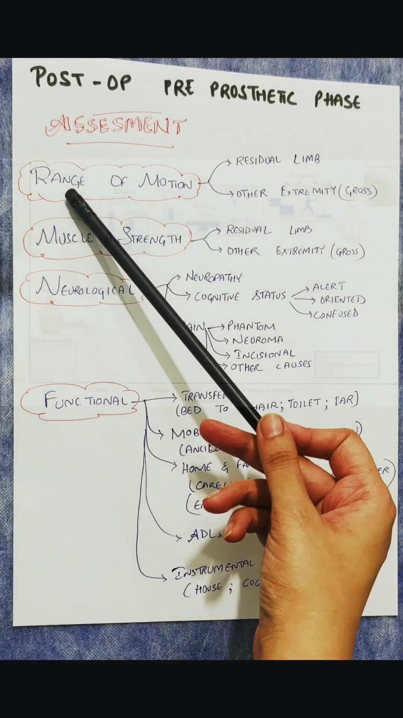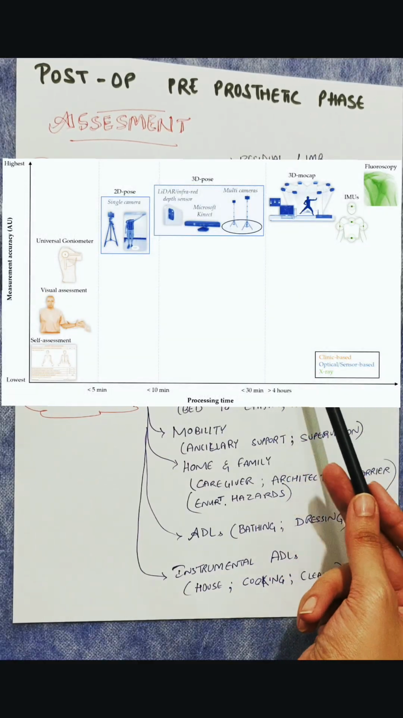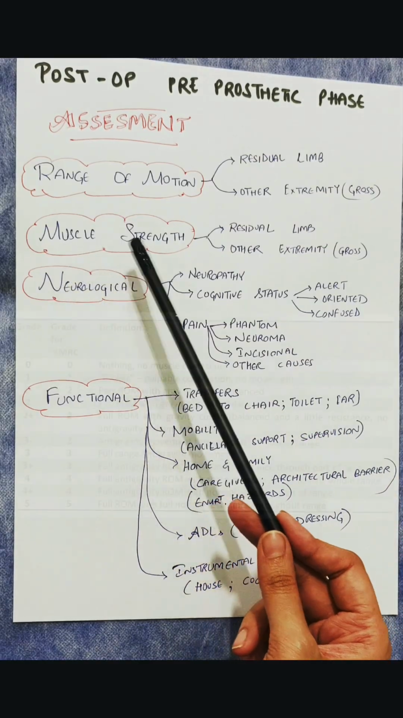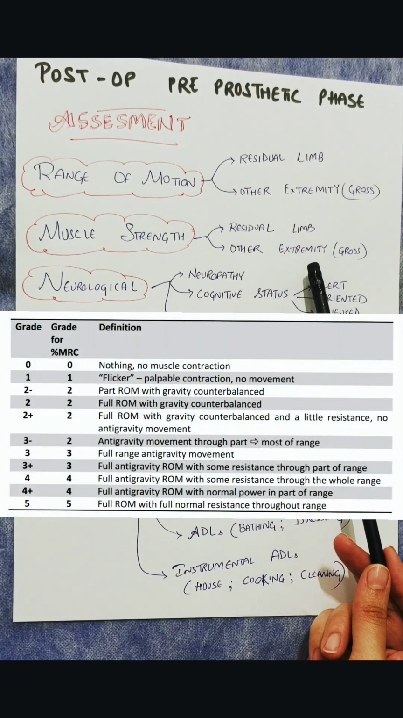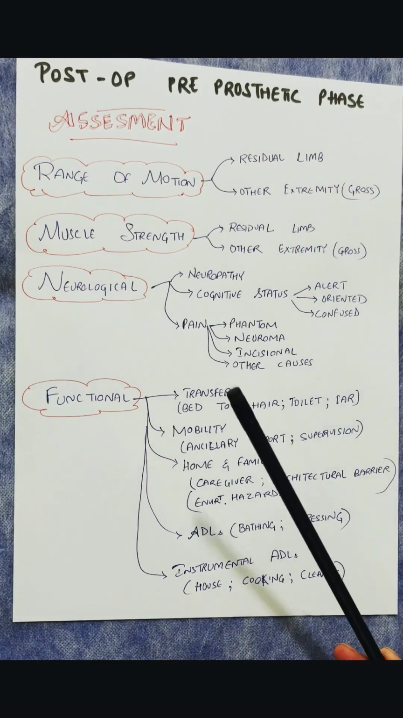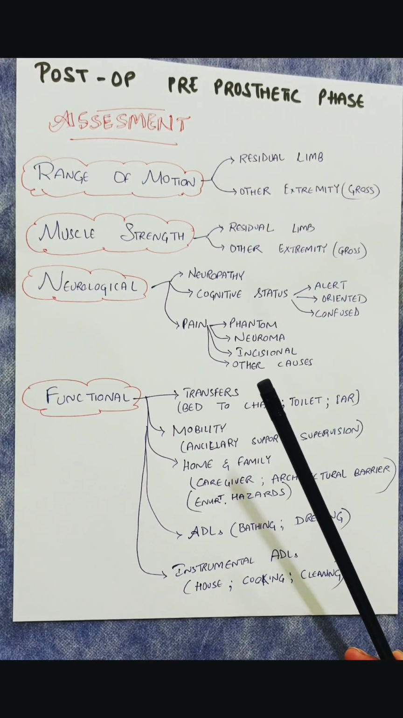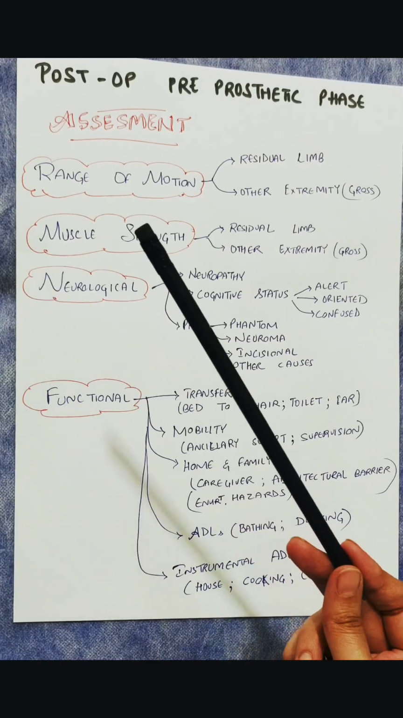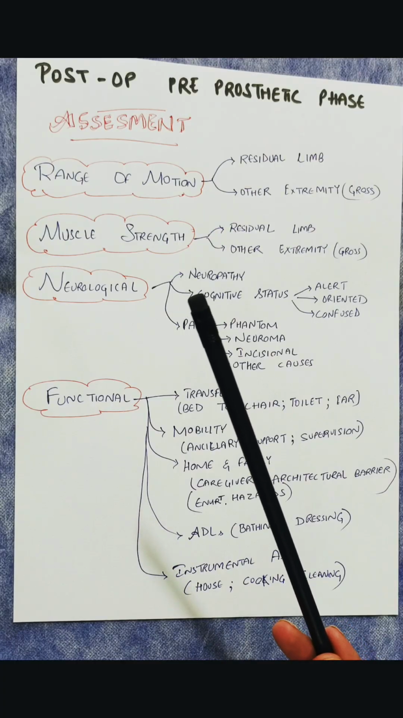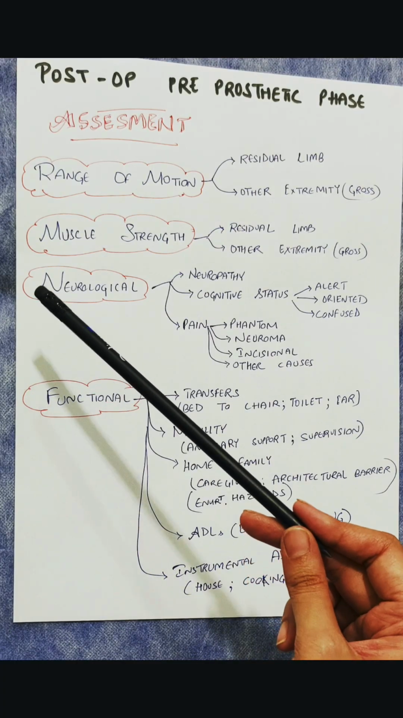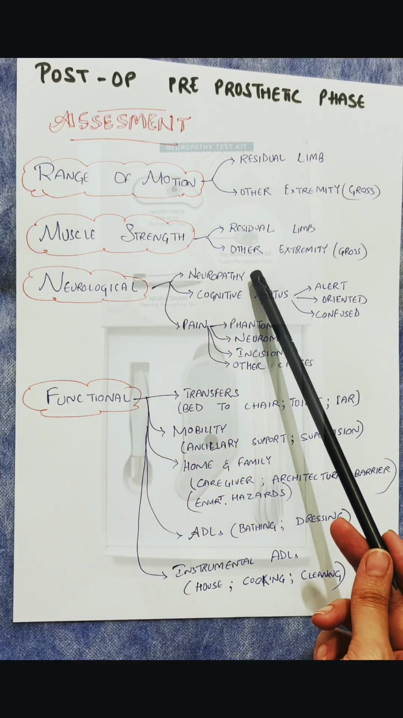Next up, we look at the range of motion, very important for the residual limb and grossly for the other extremities. Similarly, the muscle strength, residual limb, and grossly for the other extremities and other nearby muscles that will be helping them in the recovery, and which will play a major role in helping them in the day-to-day activities. The neurological assessment is done to check for the neuropathy.